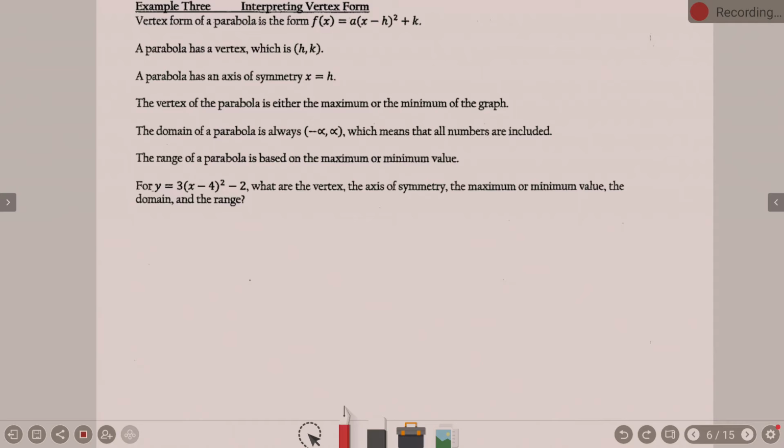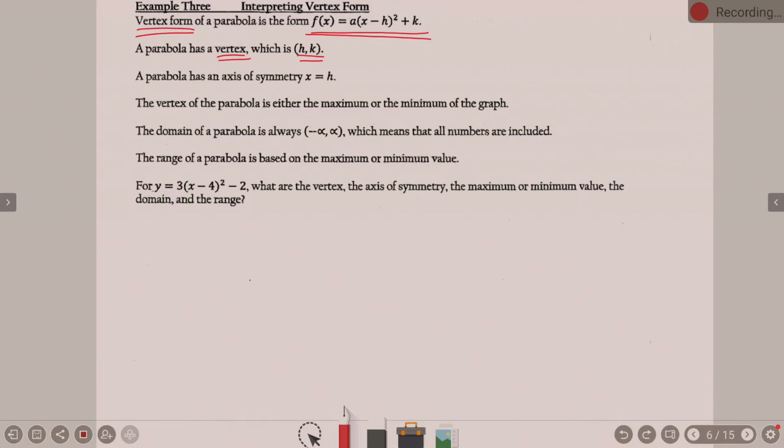Okay, example 3. We are going to start looking at vertex form. I talked to you yesterday about vertex form. It was introduced at the top: f of x equals a times (x minus h) squared plus k. So this is your vertex form, and vertex form tells us a lot about the equation. By just looking at the equation, we know several pieces of information. One of the pieces is the vertex.